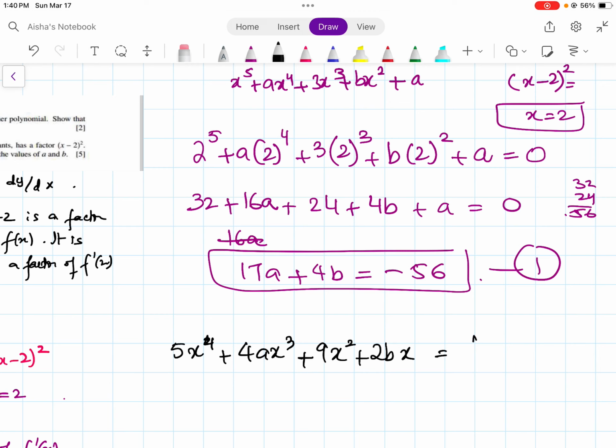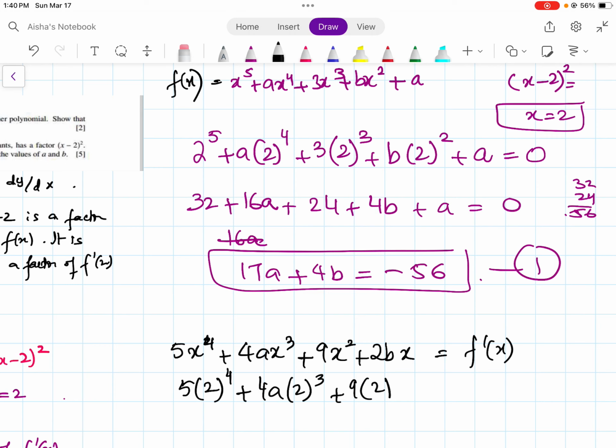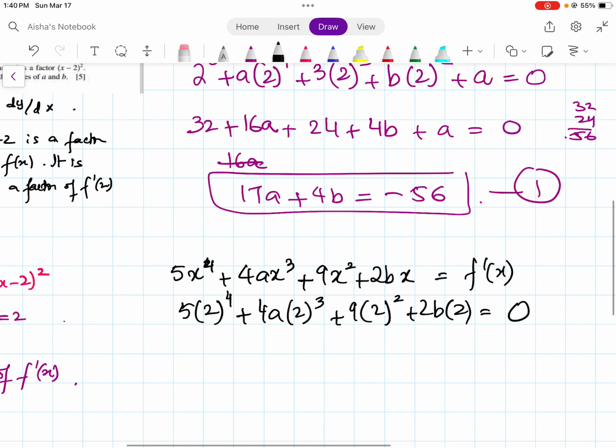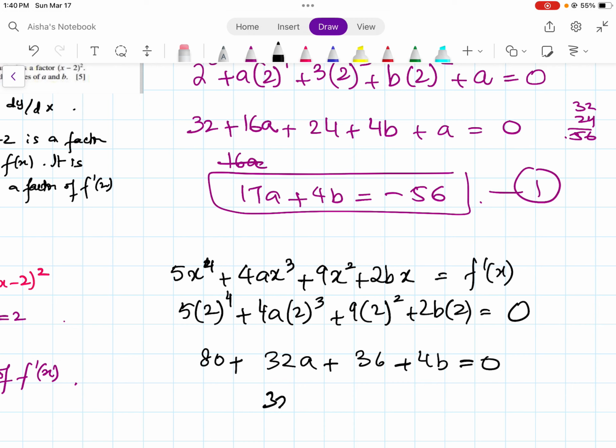This is the differential of the function. This is the function. Now I will input 2 in this equation. 32 into 5 calculated. 16 into 5 is 80. 32a plus 36 plus 4b equals 0.